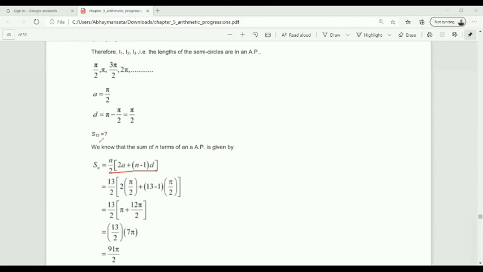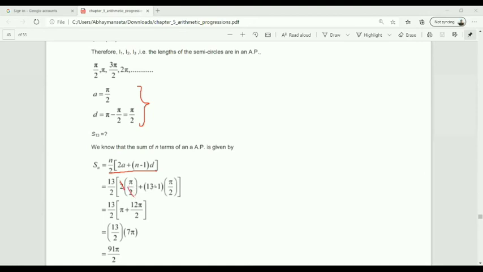Now we put n equal to 13, which is already given in the question, as we have to find the sum of 13 terms. So n is 13 divided by 2. In the bracket we put the values of a and d, which are both pi by 2. So 2 into pi by 2 plus (13 minus 1) into pi by 2. Now we simplify it. Here 2 cancels out, so it gives only pi.